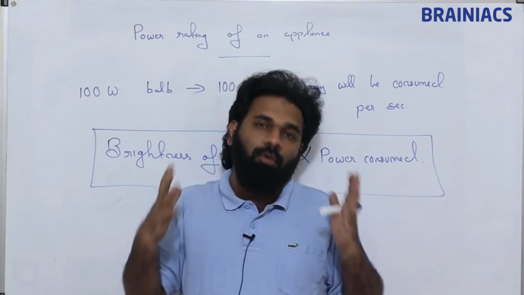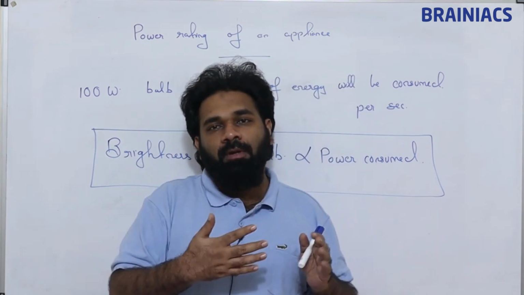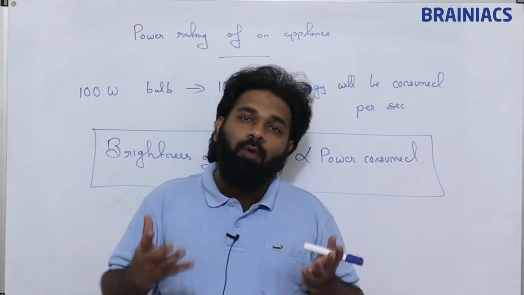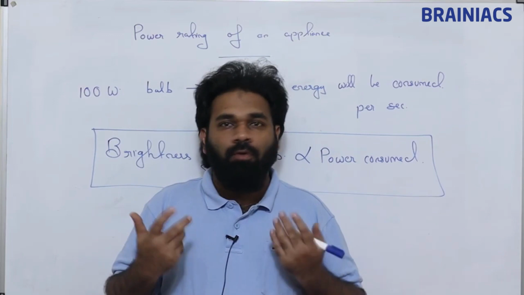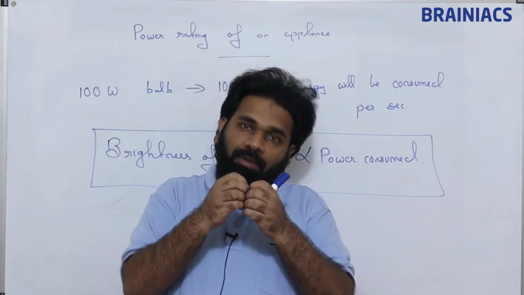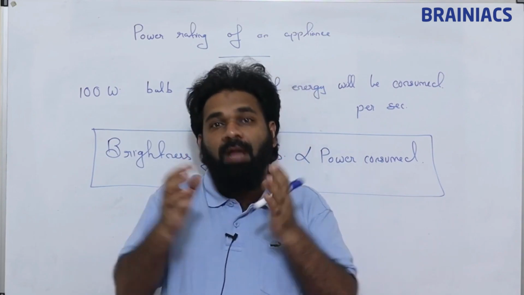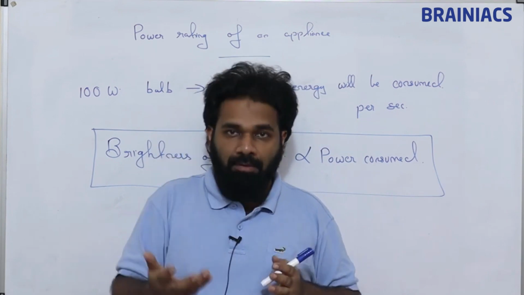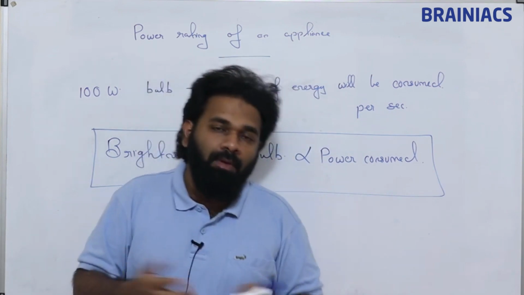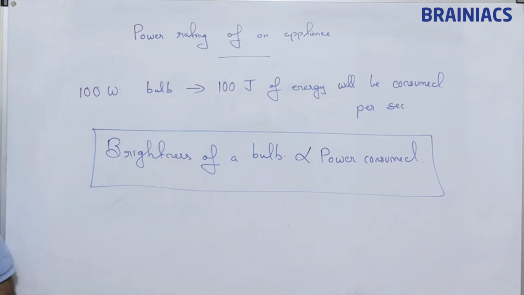More power consumption, more brightness, because the energy which is dissipated will come out as heat energy or light energy. So that will give a glowy appearance, and based on our requirement we convert it into our usage. So brightness of a bulb is proportional to power consumed.